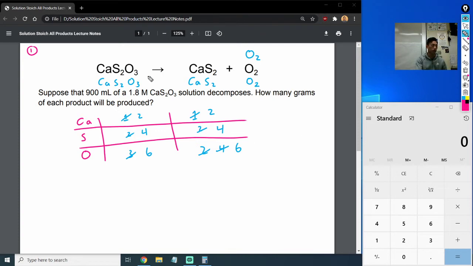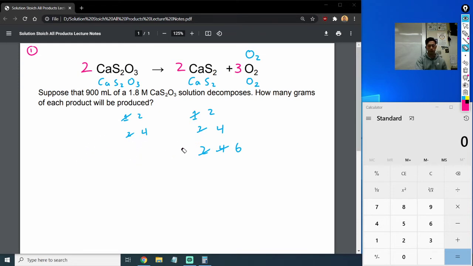So I just need to write my coefficients, or the numbers in the front. I have 2 of this big molecule, so I'm going to put a 2 in the front. I have 2 CaS2, and I have 1, 2, 3 O2, so I'm going to put a 3 in the front. Okay, so that's step one. Step one is just balancing. It's basically just what we've been doing for a long time now.